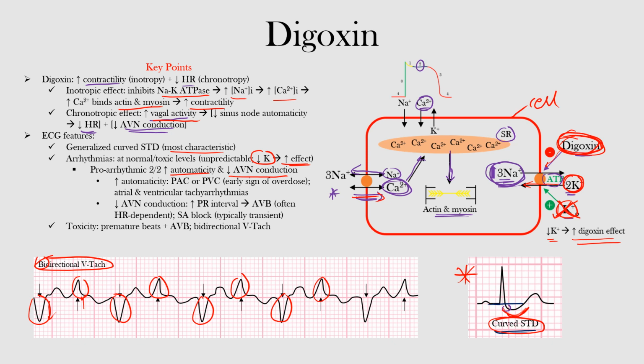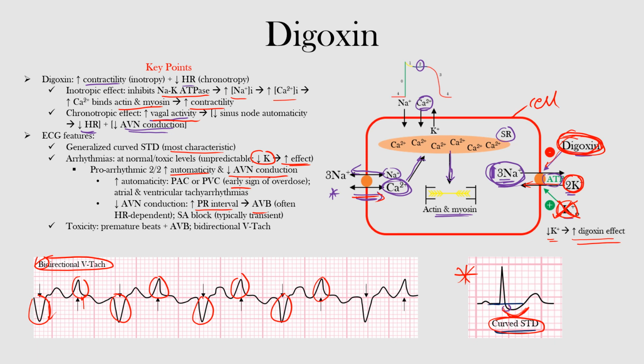These pro-arrhythmic effects are secondary to an increase in automaticity as well as a decrease in AV nodal conduction. In terms of an increase in automaticity, we can see premature atrial or ventricular contractions, which we said are an early sign of overdose. You could also see atrial or ventricular tachyarrhythmias as a result of an increase in automaticity. In terms of a decrease in AV nodal conduction, we're slowing conduction through the AV node, so we're going to see an increase in PR interval. We can see AV blocks appearing, and they're often heart rate dependent. You can also see sinoatrial block, but that tends to be more transient.